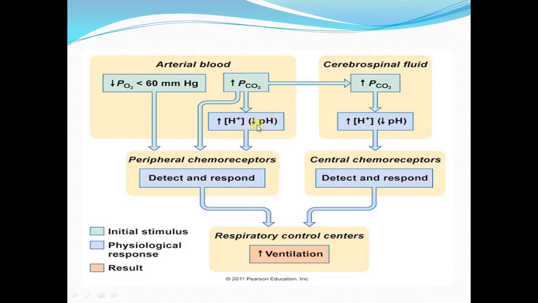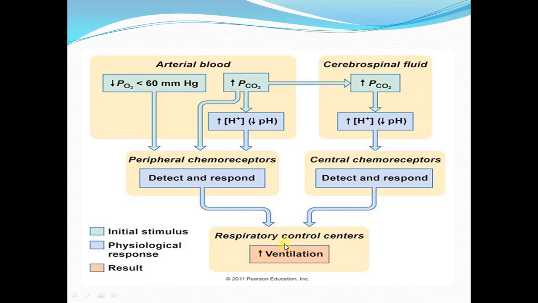Now this will have a stimulatory effect on the respiration, or on the ventilation, through the peripheral chemoreceptors. So whenever there is a fall in the pH of arterial blood or an increase in the hydrogen ion concentration, this will stimulate the peripheral chemoreceptors, and signals from the peripheral chemoreceptors are transmitted to the respiratory control centers, and this will increase the pulmonary ventilation.